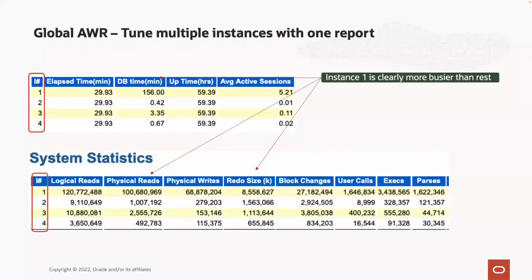You can see here in this case, for example, that instance one is clearly busier than the rest. There is a lot of work on instance one, and the other instances are not even doing any work. This just means that the system is not set up with services correctly to distribute the workload, or maybe it's just the way that you wanted it, in which case it's fine. You also can look at the different instances, the physical reads, the physical writes. You can see all of these changes in just one report.